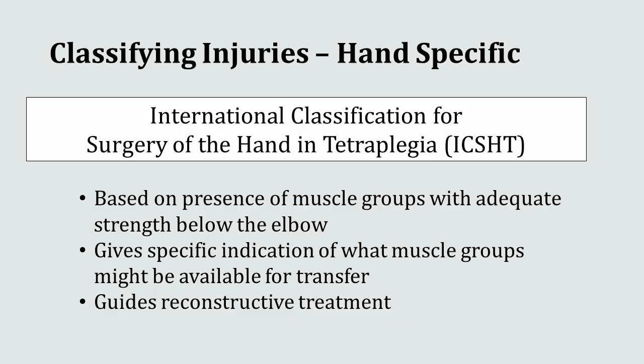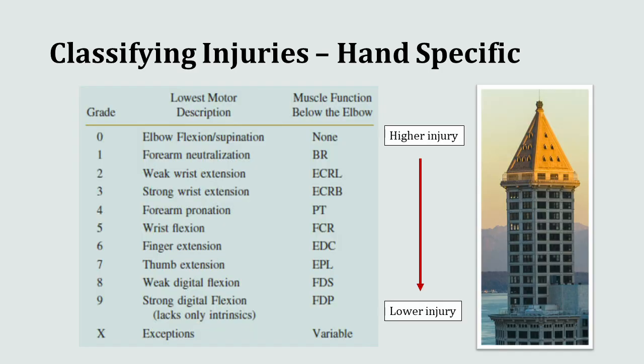And so in the 70s, a group of hand surgeons got together and came up with a new classification system that was based on function of the upper limb. And so that was able to guide treatment much better. And so the way that it looks is each limb receives a grade between 0 and 9. And that grade represents what last muscle is still strong and active in the patient, with grade 0 being a higher level injury and grade 9 being a lower.